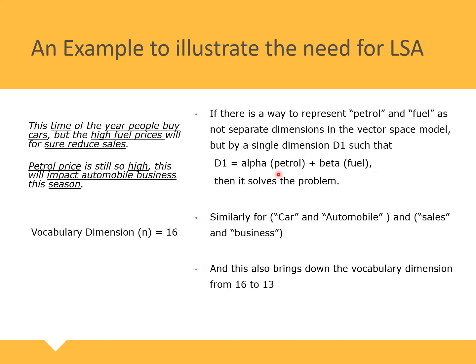So if I represent petrol and fuel by a single dimension, and also the same for car and automobile, and the same for sales and business, then the size of the vocabulary actually comes down from 16 to 13. So it comes down by 3 units, because I'm saying that petrol and fuel are not two separate things but the same thing, and similarly for the other two pairs of words. So this approach of representing synonyms in a relational way not just helps solve a problem of semantics, but it also helps bring down the dimension, which is a good thing.